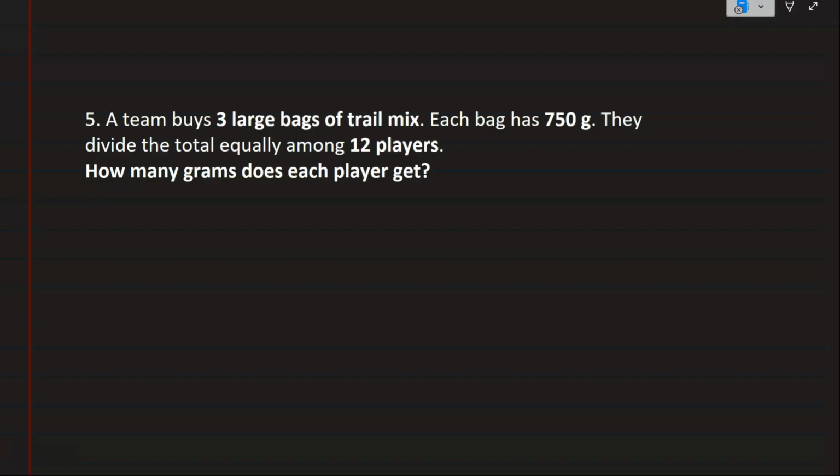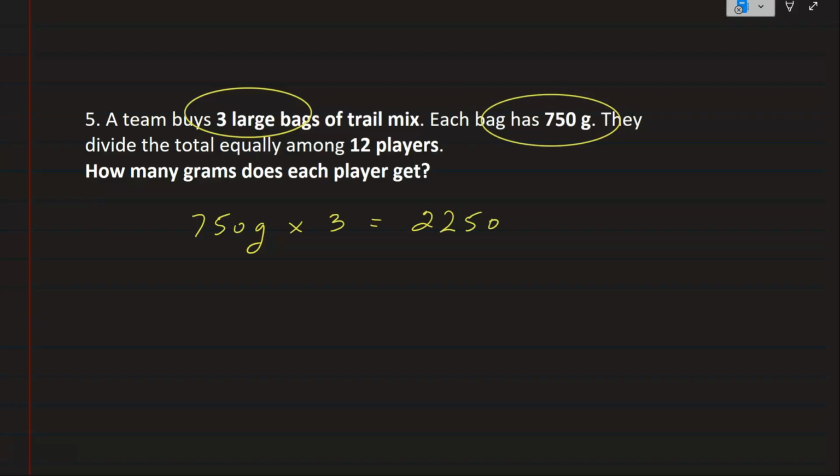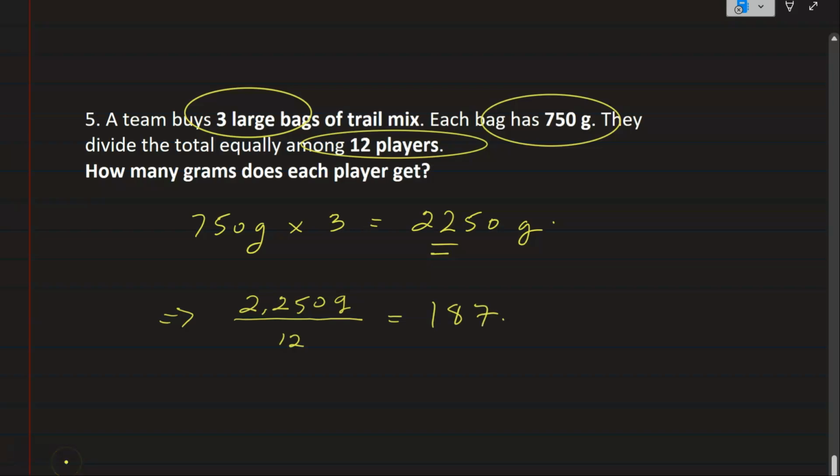All right, well, we've got 3 large bags. Each one is 750 grams. So first of all, let's find out what is the weight of the 3 large bags. Times it by 3, and you get 2,250 grams. Now that's the total, and then there are 12 players, so we have to divide. So let's say the total that we have is 2,250 grams. You divide it by the 12 players, and let's find out how much each player will get. And it is 187.5 grams per player.